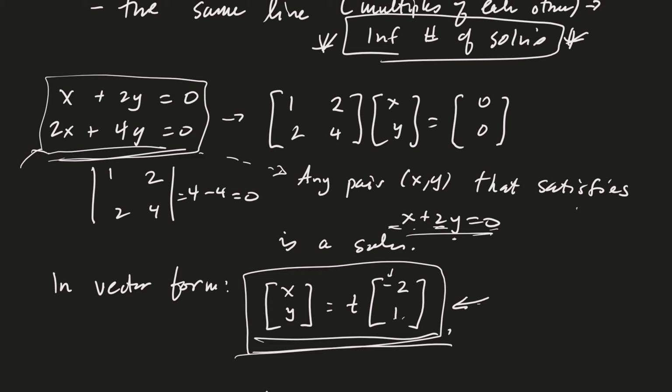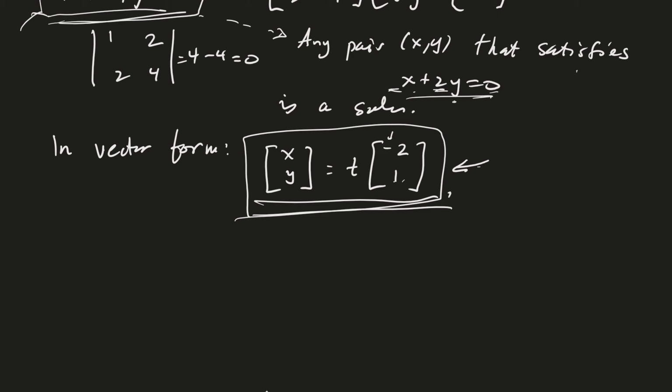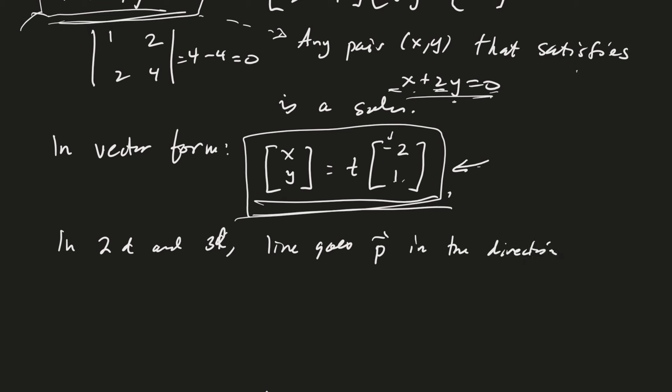Just out of curiosity, do we remember how to write a line in vector form? So in 2D and 3D, suppose we want to go through the line. Actually, this is true for any dimensions, but the line goes through point P in the direction of Q. Do you remember how to write the line for that? The line is written as P plus T times Q.